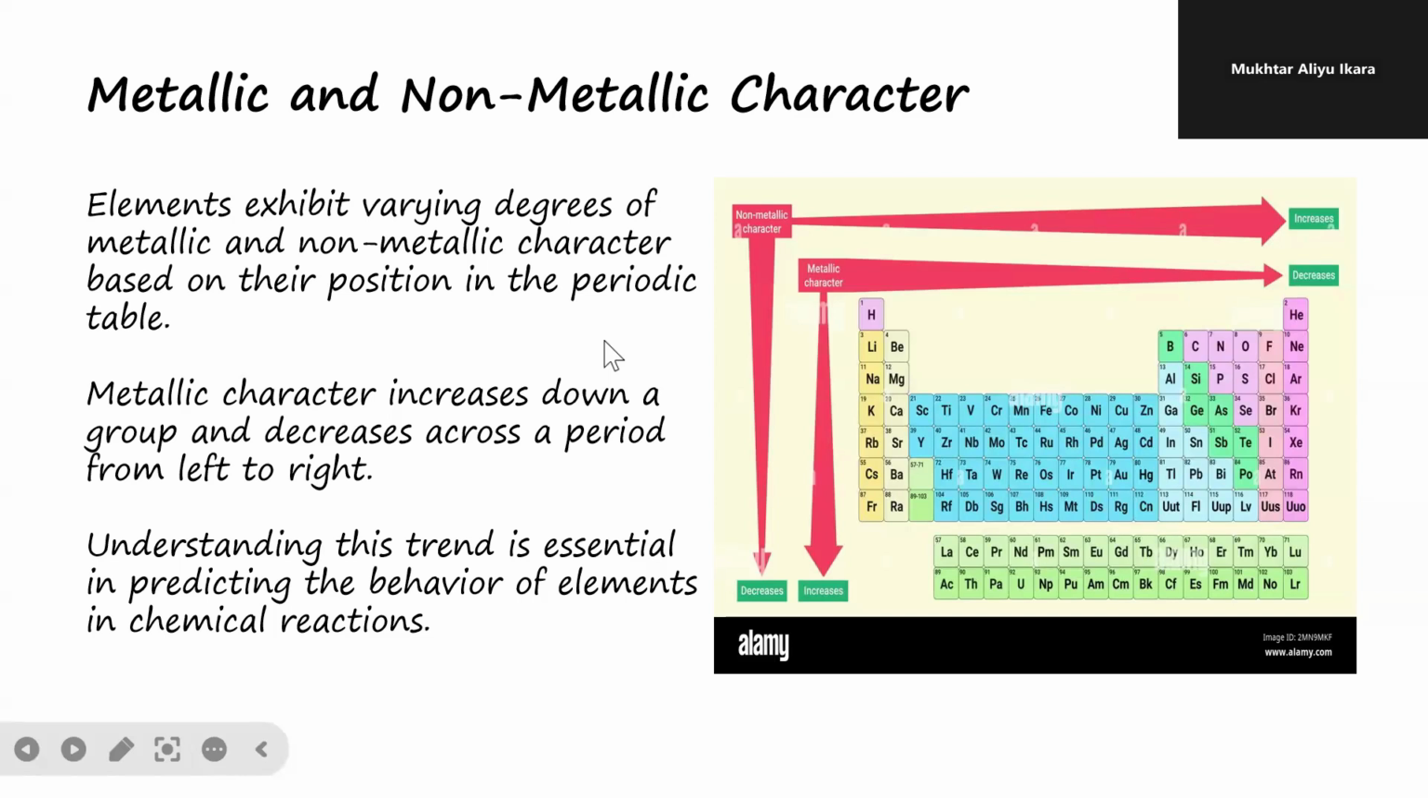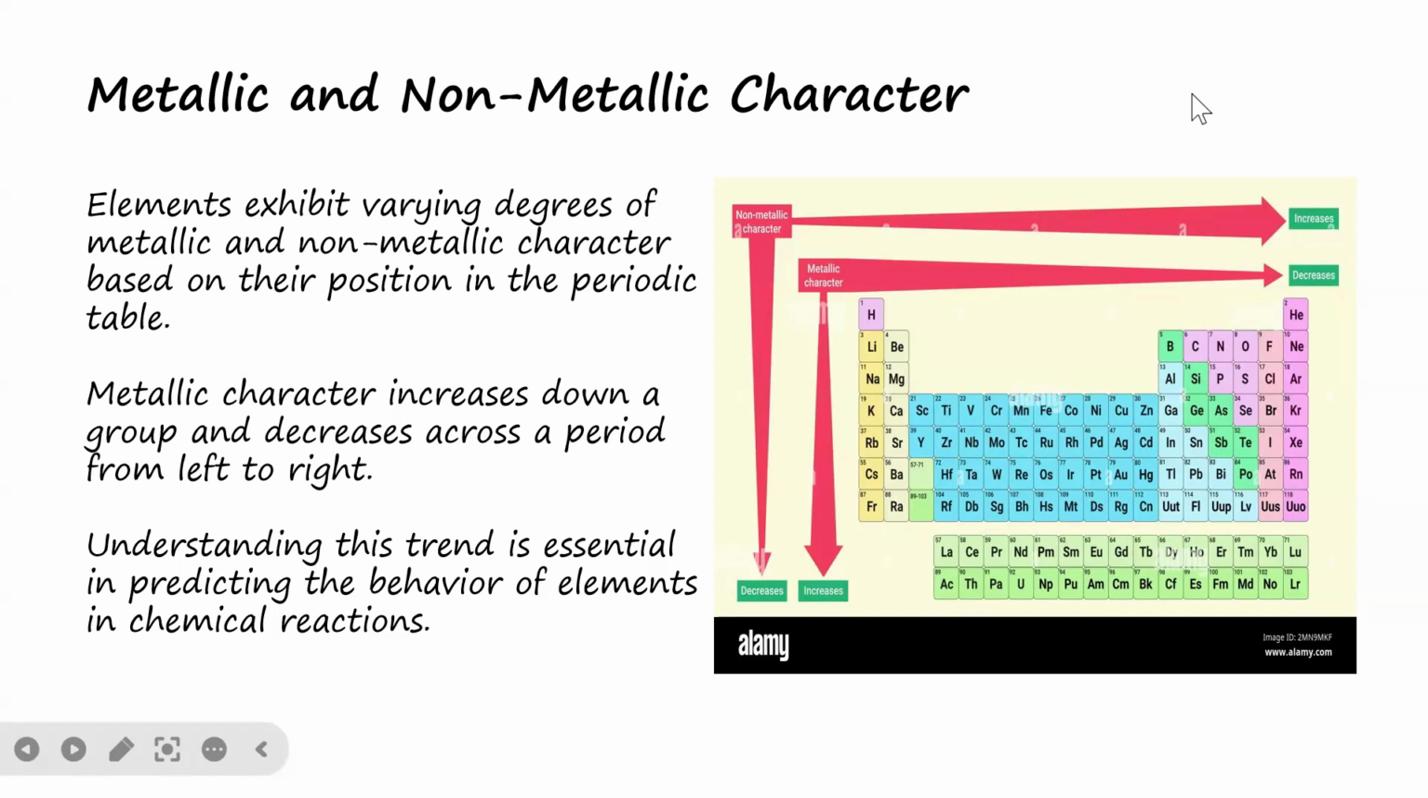So as we move from top to bottom, the metallic character increases. That is, it increases down a group and decreases across the period. Therefore, ladies and gentlemen, as we go down the group, the distance between the nucleus and the outermost shell increases. As a result, there is a decrease in effective nuclear charge, indicating that the element can easily lose its outermost electron. It decreases across the period from left to right because of an increase in effective nuclear charge. So effective nuclear charge is key in the metallic character of the element. Understanding this trend is essential in predicting the behavior of elements in chemical reactions.